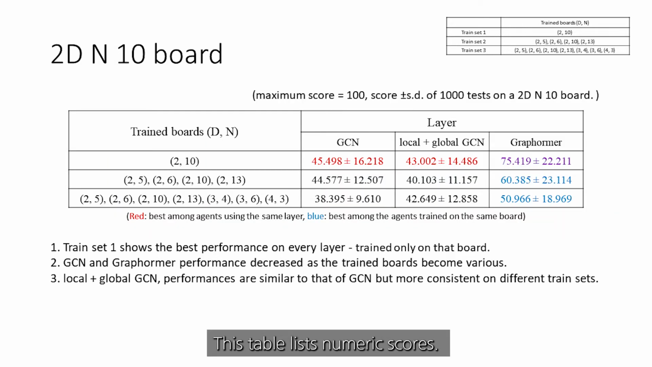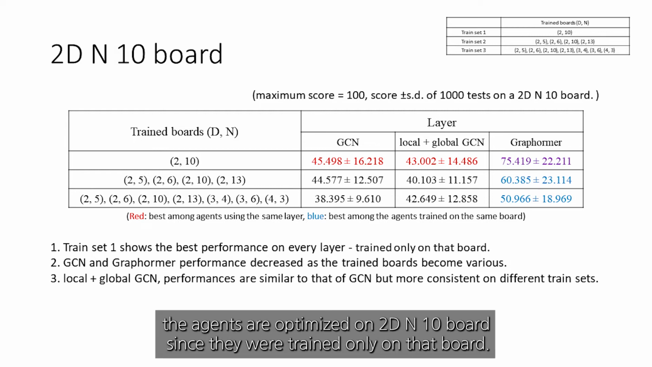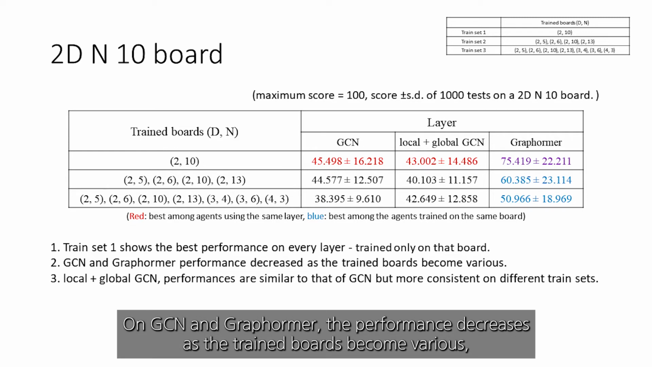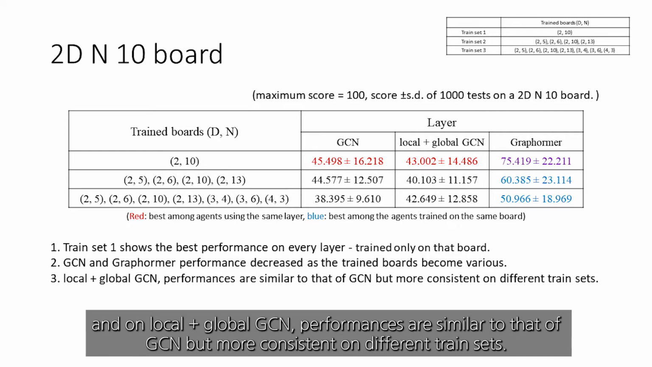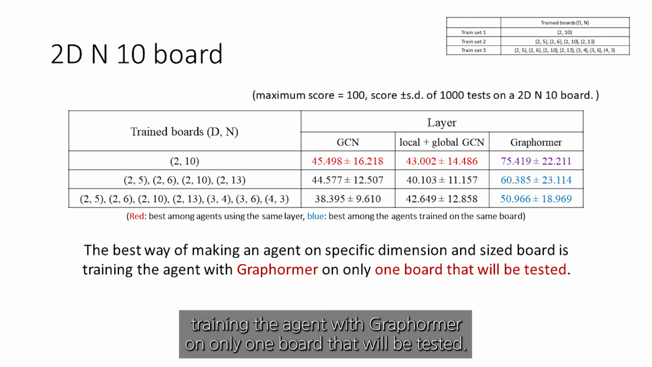This table lists numeric scores. Train set 1 shows the best performance on every layer, which we think is because the agents are optimized on the 2D 10 board since they were trained only on that board. On GCN and GraphFormer, the performance decreases as the train boards become various, and on local and global GCN, performance is similar to that of GCN, but more consistent on different train sets. The best way of making an agent for a specific dimension and sized board is training the agent with GraphFormer on only the one board that will be tested.